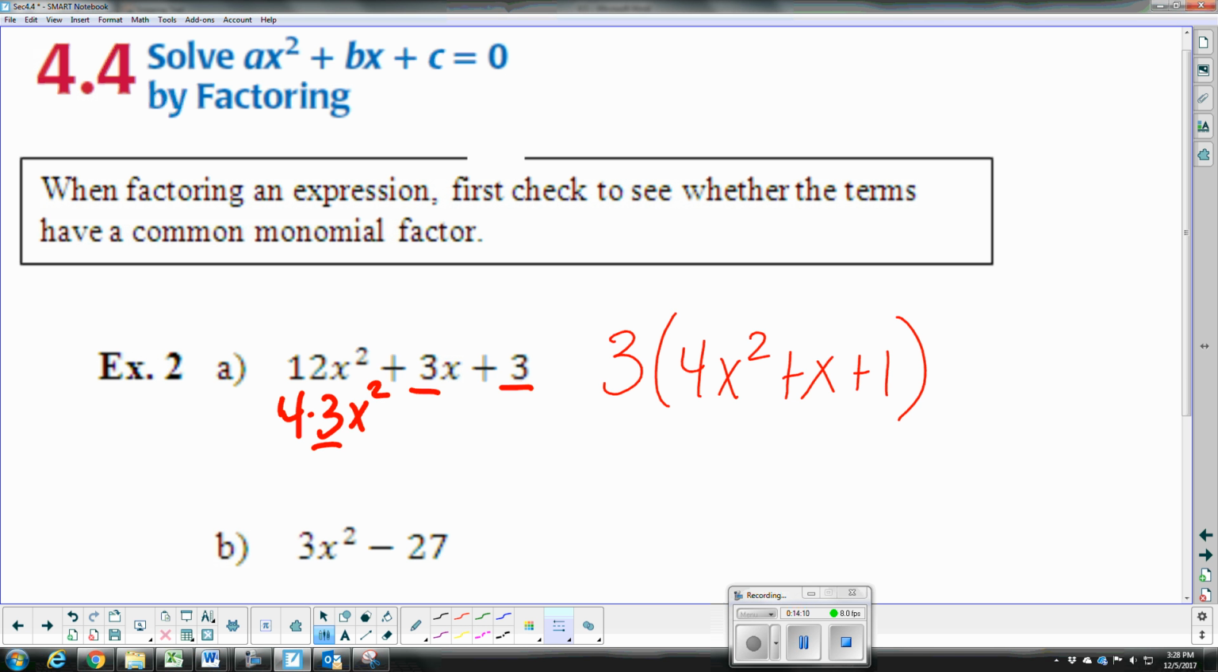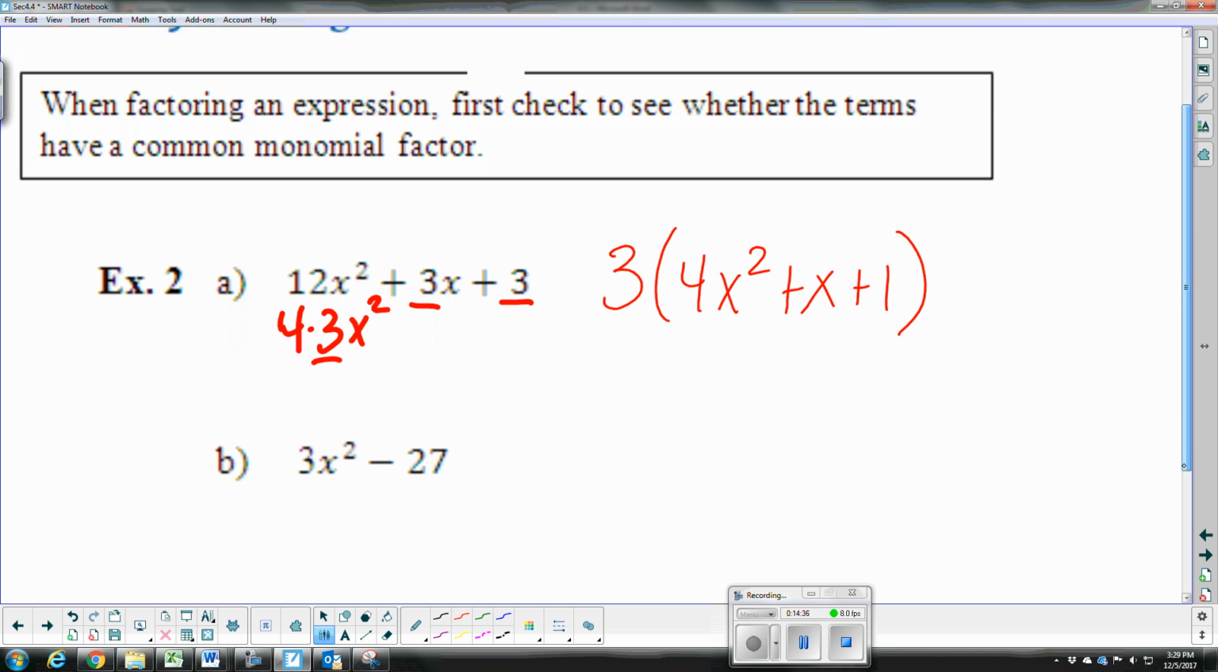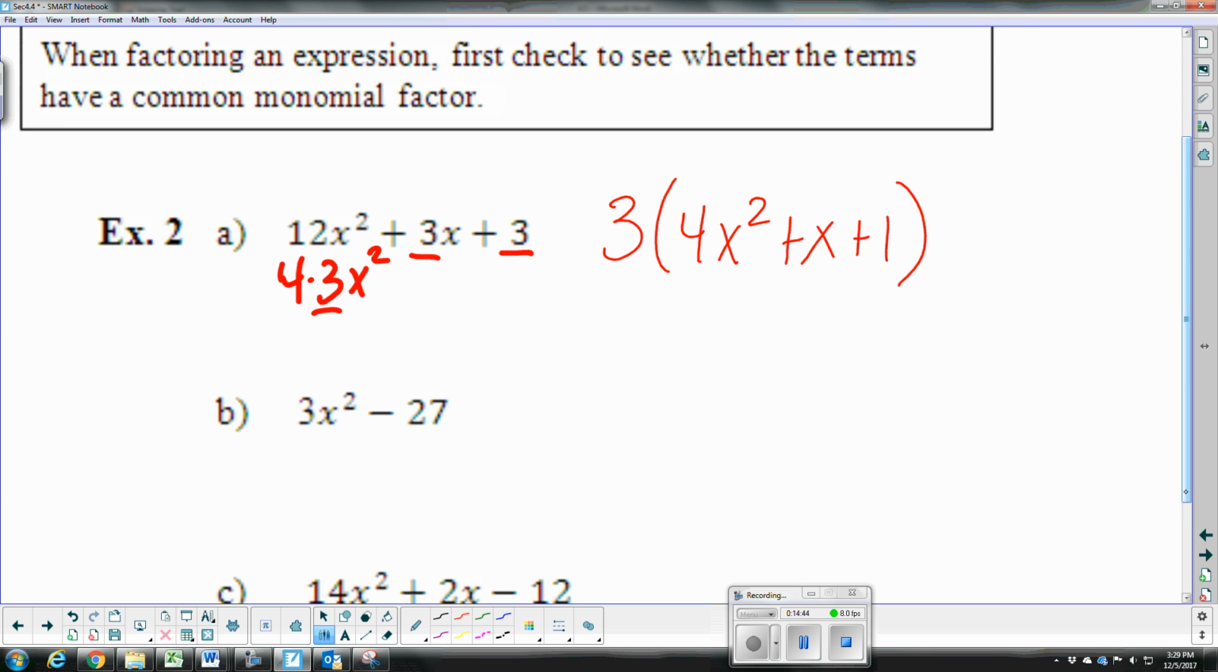So 3 times 4, x squared, 3 times x, 3 times 1. Now, from there, we can see if we can factor any further, which in this case, we can't. So there's no factors of 4 and 1 that when you add up their products of the factors, that you get positive 1. So this is really as simple as we can go for this problem, but that won't always be the case. Sometimes we can see a factored pattern after we factor out a monomial.